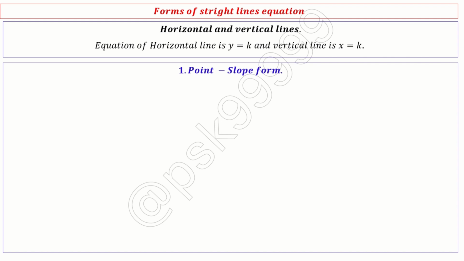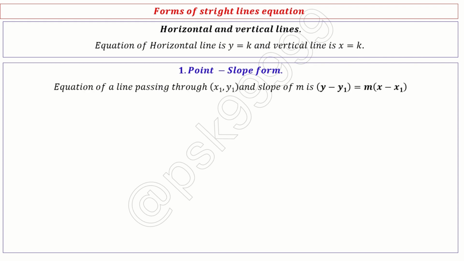Now, a straight line has several forms, as I mentioned. One of the important ones is the point slope form, meaning you are given a point and the slope of the line. Let's say m is the slope of the line and it passes through (x1, y1). Then the equation is y minus y1 equal to m into (x minus x1). So this is the formula we use.